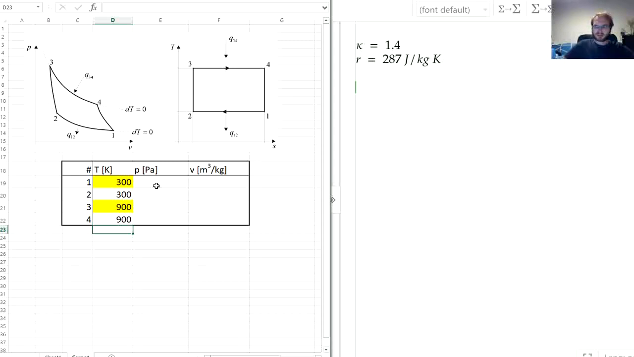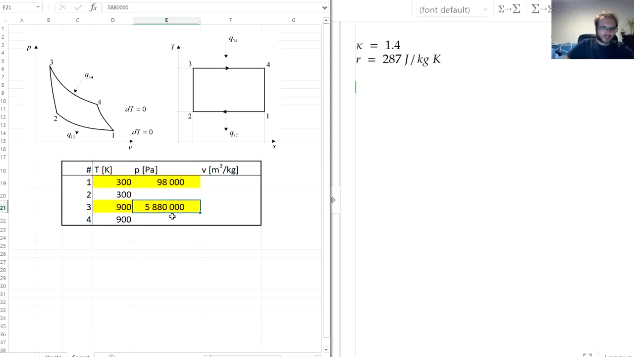Now what else was given? We had the lowest pressure in the system, and that is, as we can see, at point 1, where this pressure was 98 kilopascals. And we also had the pressure at the highest point in the cycle, which we can see here is at point 3, which was 5.88 megapascals. So 5.88 megapascals.